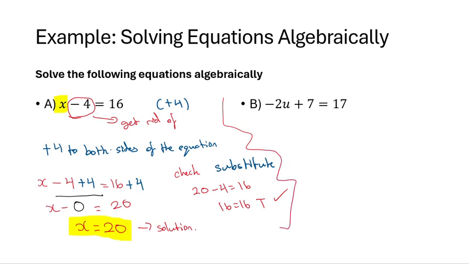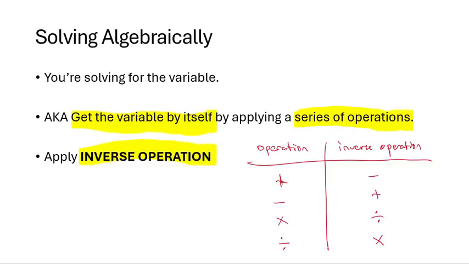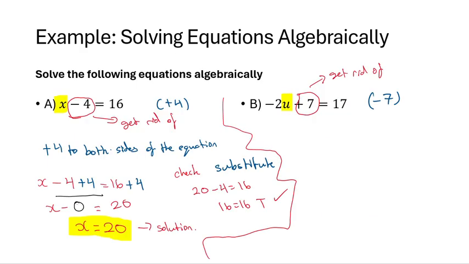Now, I'm just going to make some space here. So let's look at the second example. I have negative 2u plus 7 equals 17. So let's just apply the same kind of logic, okay? So I have this plus 7 here. So I want to get rid of it. And we are now going to apply the operation of minus 7 instead, because the inverse operation of plus is a minus.